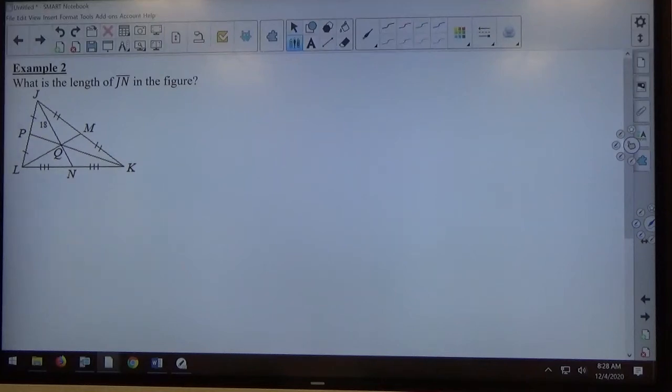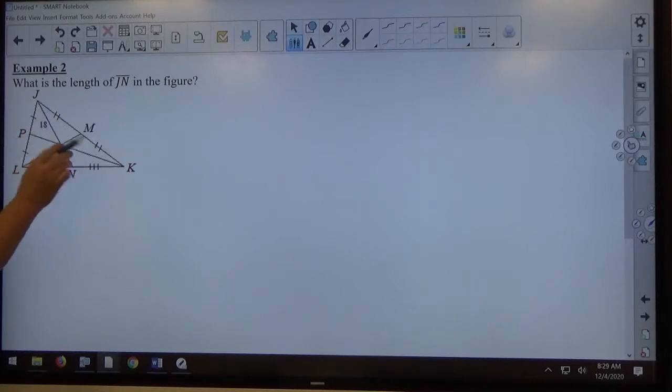Okay, the second example here, you got this picture here, triangle JKL. You got all these segments drawn inside of that triangle. What type of segments are JN, LM, and PK? If we had to define what they were, what would they be? Very good, medians. P is a midpoint because JL gets cut in half.